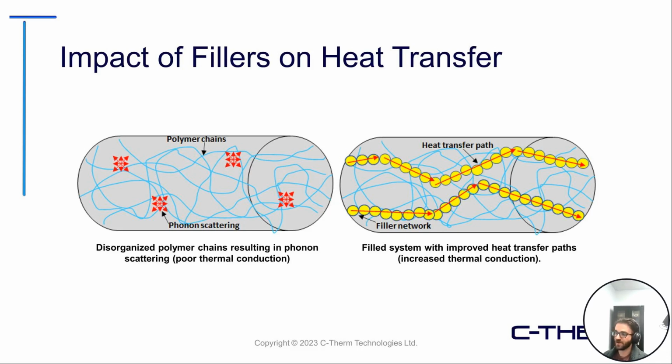Now, of course, once they are added into your polymer matrix or your material, what they do is necessarily improve the heat transfer path for that material. So, in the image on the left, you don't have any filler, just disorganized polymer chains. What you'll get is phonon scattering, leading to poor thermal conduction, compared to what we see on the right, where you have that filler network forming, leading to an improved heat transfer path and thus improved thermal conduction of that sample.